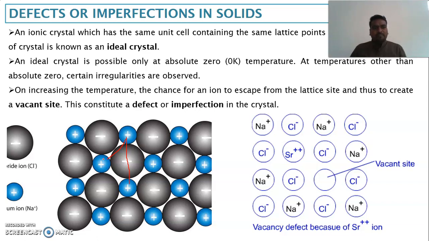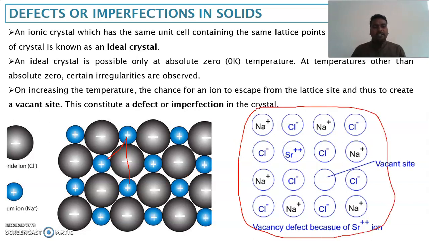This imperfection can take place, just look at this example. These defects or imperfections can take place in different ways. For example, this is a sodium chloride crystal. Strontium may enter into the crystalline lattice. That is an impurity, the crystal gets impure. Sometimes sodium is removed from the system, so a vacancy can be created, or sometimes the entire row gets displaced. So there are various possibilities.